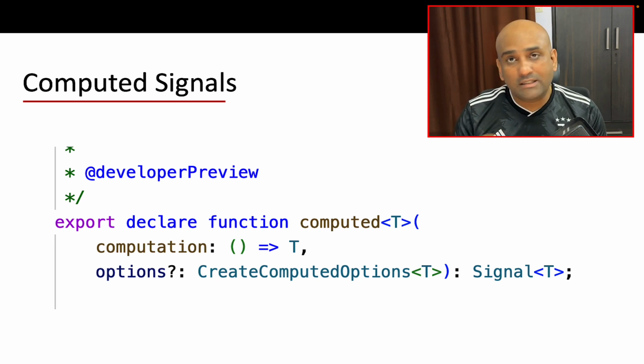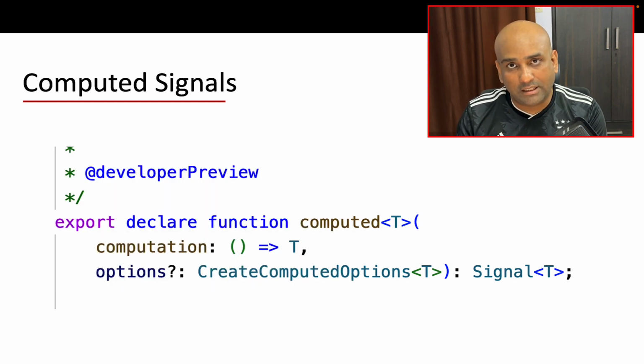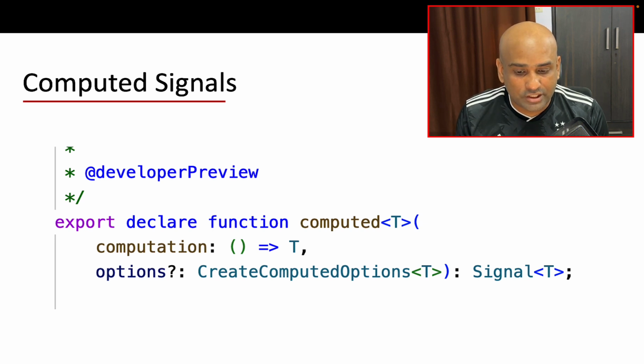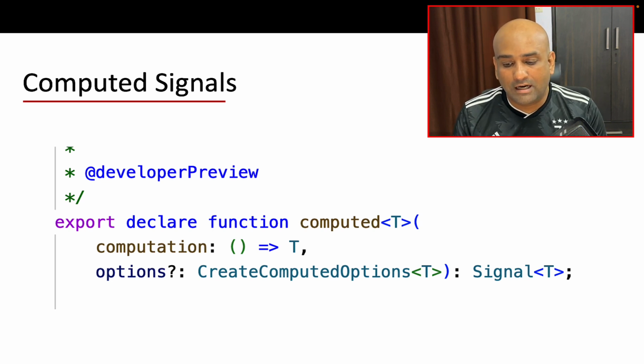Keep in mind, the signal function returns a type WritableSignal, meaning you can read, write, update and mutate a writable signal. However, you cannot perform write, update and mutate operations on a computed signal. Computed signals are read-only in nature. So as you see on your screen, the computed function which we use to create a computed signal returns a signal of type Signal.